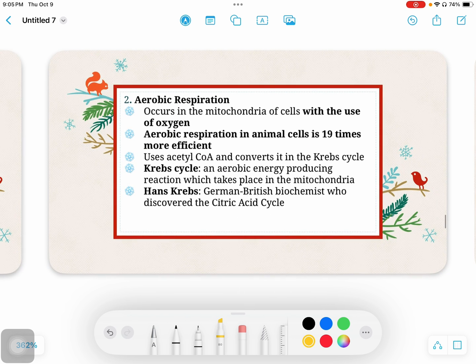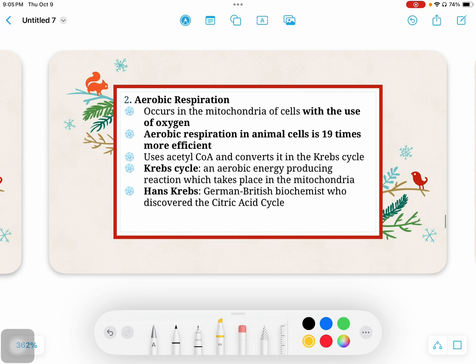Now, aerobic respiration occurs in the mitochondria of the cell with the use of oxygen. So again, aerobic respiration has to have oxygen. If it doesn't, it is not considered aerobic. Aerobic respiration in animal cells is 19 times more efficient than it is in a plant cell. That's because animals are constantly breathing in oxygen, and it's allowing for this cycle to continue, while plant cells are taking in more carbon dioxide than they are oxygen.